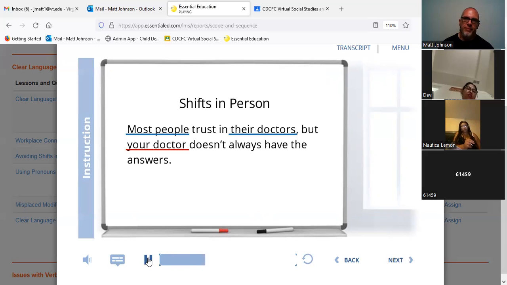You want to avoid this kind of shift. Choose whether you want to talk personally to the reader. But see how easy that is to do, because again, we're not using the first person. And, I mean, I'm sure I've done this. Most people trust in their doctors, but your doctor doesn't always have the answers, right? It doesn't sound awkward. It's a very easy mistake to make. There we're talking third person, then we're talking second person. So that's a real subtle shift, but it's definitely changing the idea there.